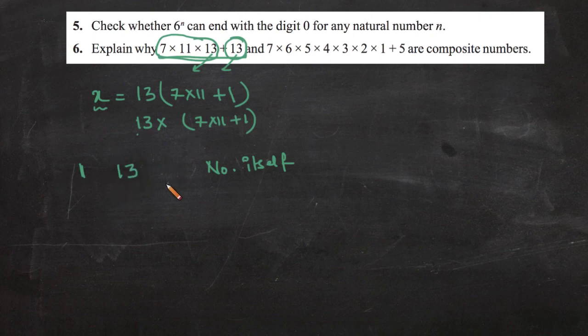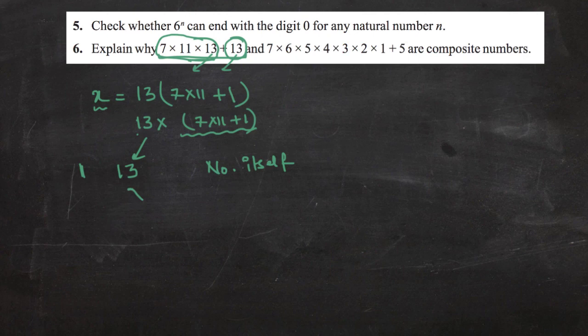Now the moment we have more than two factors for any number, it becomes composite. So that is why this number is a composite number, because it has more than two factors. And as you can see here, the third factor is 13. This would also be another factor, but this is enough to actually say that this number would be composite.